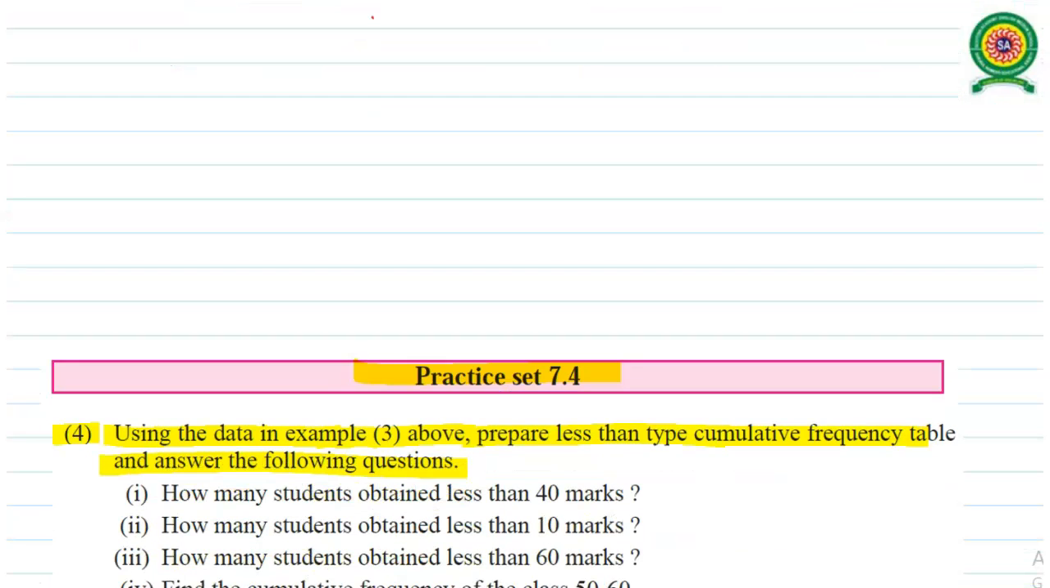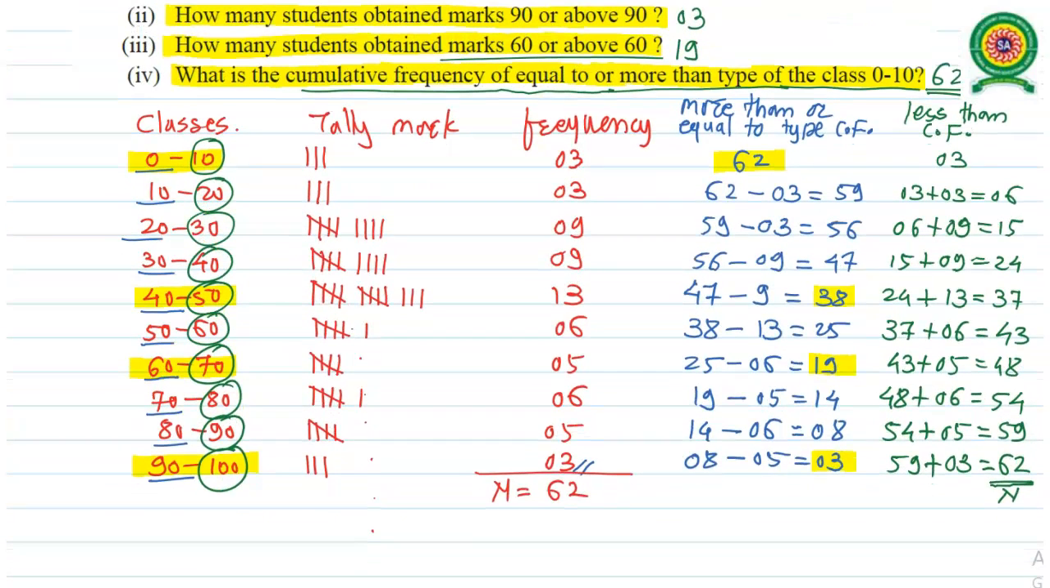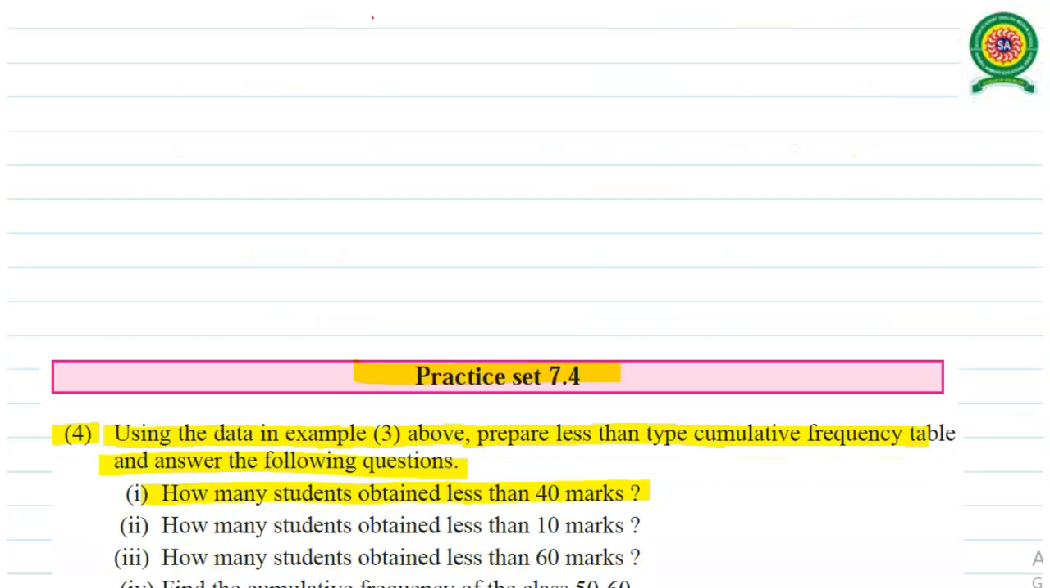Now look ahead at the first sub question. How many students obtained less than 40 marks? So look at the row now. Less than 40 means we are having 30 to 40. That respective class having less than cumulative frequency, that is 24. So our answer for the first question is 24 students obtained less than 40 marks.